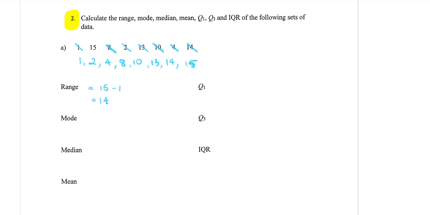Okay, mode stands for what, Toby? The most. So what happens the most in my numbers there? Nothing happens more than once. So what happens if nothing happens more than once? What do I write? Don't write 0 because then it looks like 0 is the mode. Actually write in words no mode or nothing. So I'm going to write in here no mode.